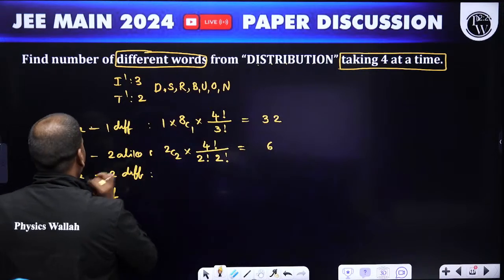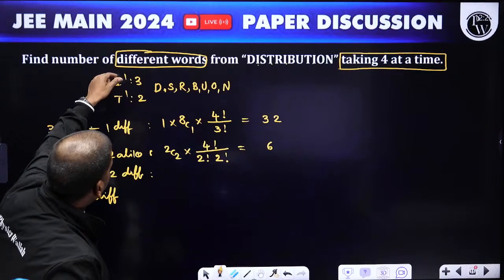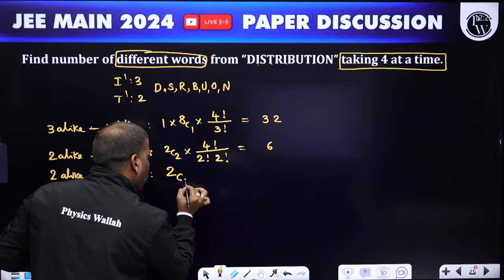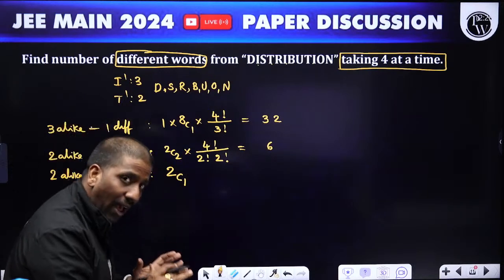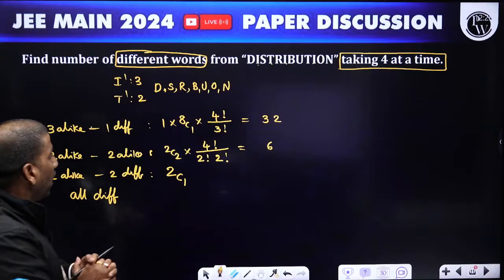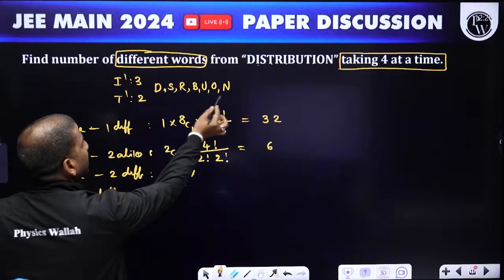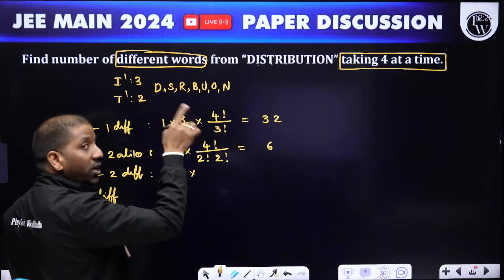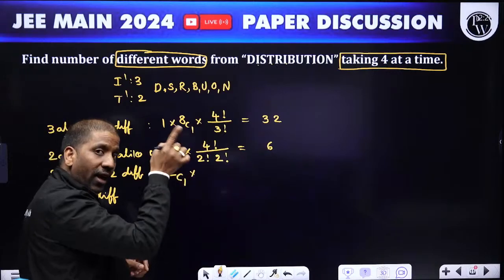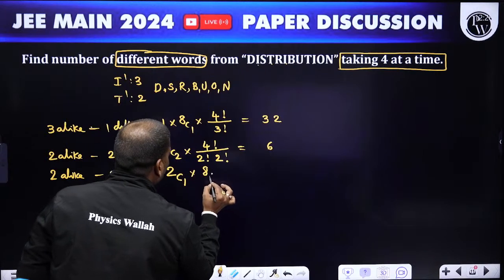Next, 2 alike of one kind. So 2 such groups are there. Either you can take both I or both T. So that means out of the 2 choices, take one choice. Either both I or both T. Into 2 different. How many different? Here 7, because we will take only one between these 2. So we left 1. So there will be one more different. So 8 different. Out of 8 you need 2.